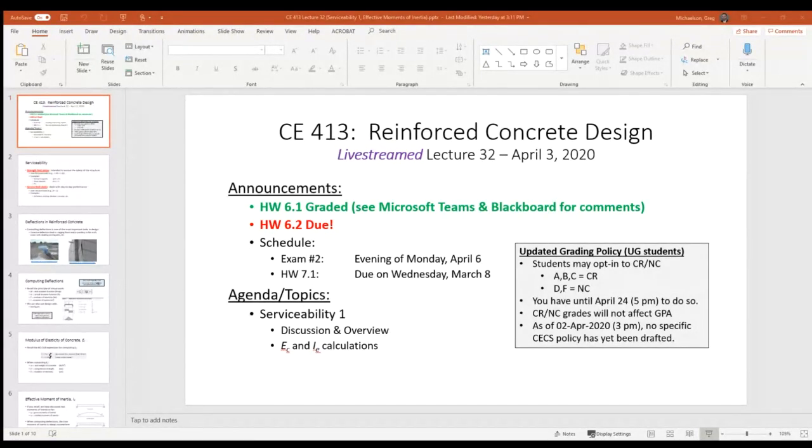The credit, no credit won't affect your GPA, so that's probably going to be my primary piece of advice. But the big thing to keep in mind is that regardless of whether or not you opt into credit, no credit, the classes still continue on as they were. So we're still going to press on in all of our classes. We're still going to have our exams, still going to have our homework assignments, what have you. The policy also stated that your college might have drafted supplements to that. Engineering hasn't drafted anything yet, so as far as I know, the university policy is what it is.